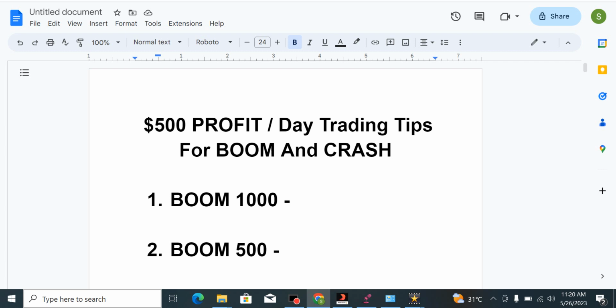As for the $500 profit per day, it all depends on your trading capital. The more your trading capital, the easier it is for you to achieve, but you can always grow your small trading capital into something reasonable so that you guys can always make some good amount of money right from here. So this is very important. So now let's go straight into what we have right here, starting with boom 1000.